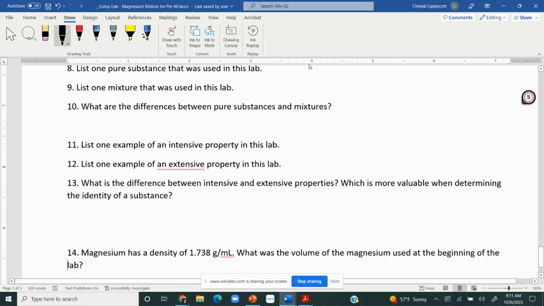We talked about intensive and extensive properties. So what were those in the lab? And then what are the differences between those? And then you've got a density problem here as well.